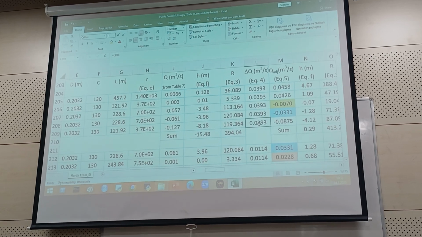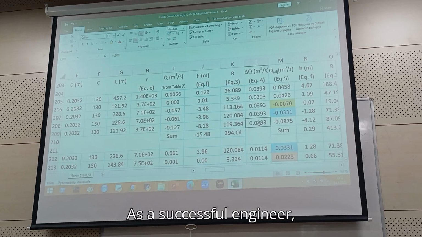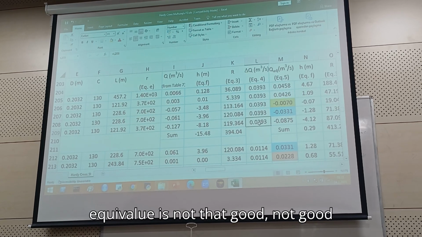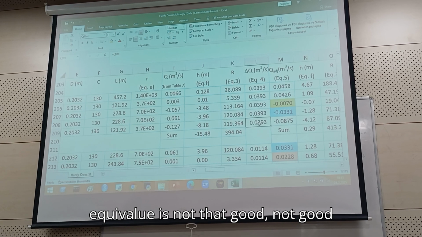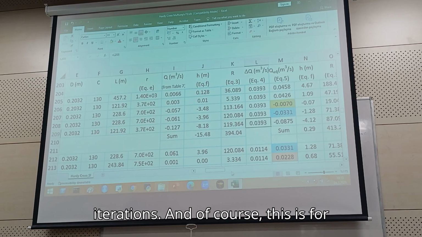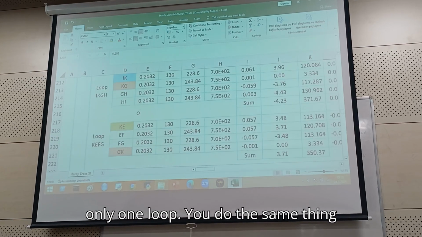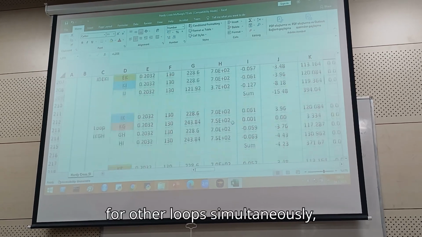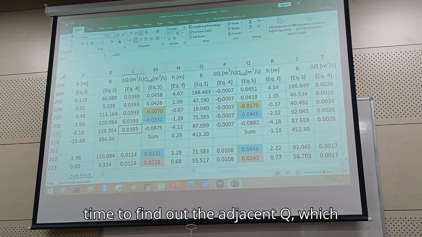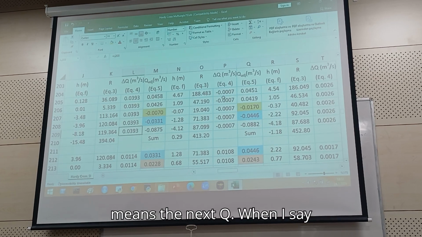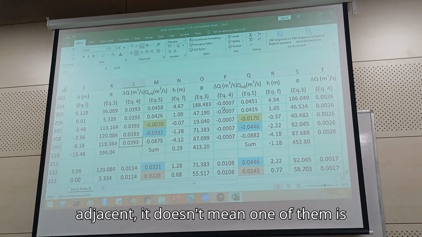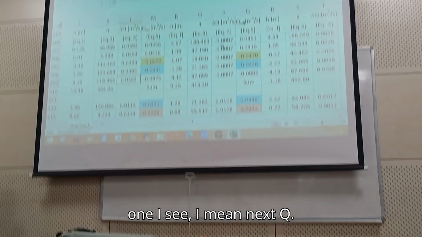As you see, as a successful engineering candidate, you tell yourself that the delta q value is not good enough, so I need to continue the iterations. And of course, this is for only one loop. You do the same things for other loops simultaneously, okay? And now it is time to find out the adjacent table, which means the next table. When I say adjacent, it doesn't mean one of them is here, the other one is here. No, the next one I see.